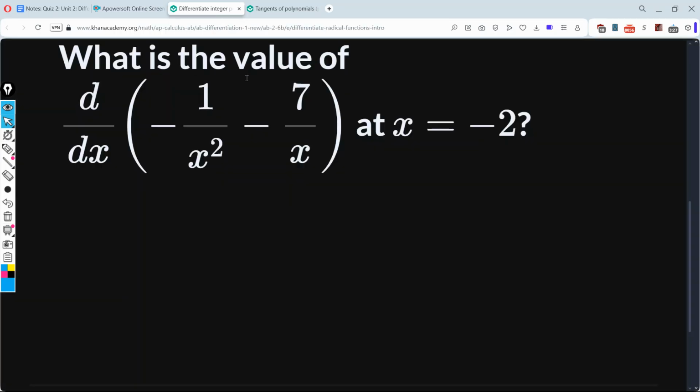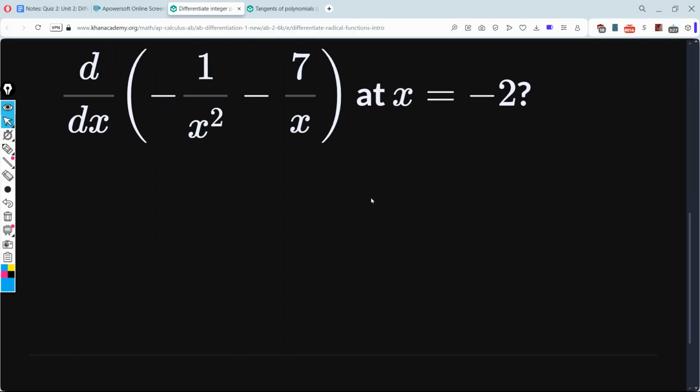All right, they want us to find the value of the derivative of this function at x equals negative 2. So we're going to have to find the derivative first and then plug in x equals negative 2. So we have the derivative with respect to x.